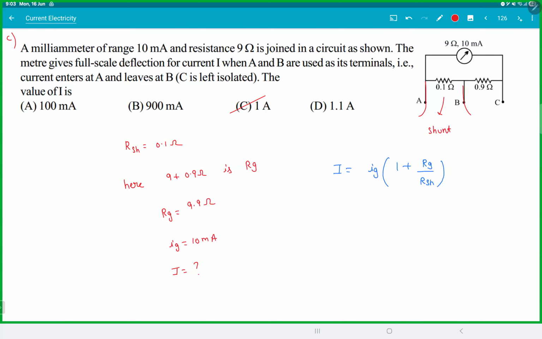Is the logic making sense? So don't blindly remember RG is 9 ohms. The shunt resistance doesn't know who is 9. It will think 9 and this 0.9 together are part of the same system. So it will take 9 plus 0.9. Is that clear, everyone? Tell me, if I connect between A and C, what is RG and what is R shunt? R shunt will be 1, RG will be 9. Making sense? So depending on which terminals you connect, you can get different ammeters in this case.